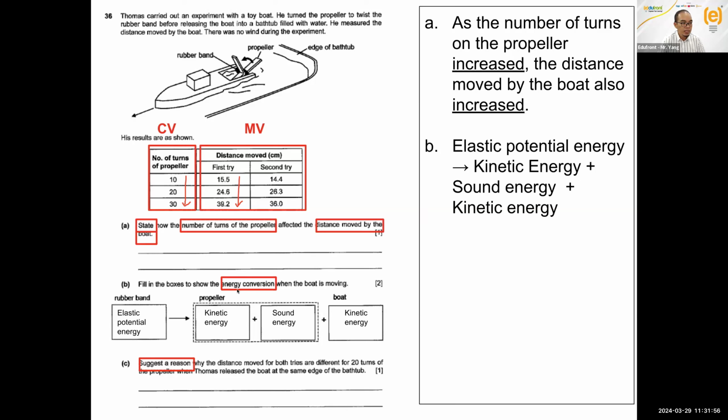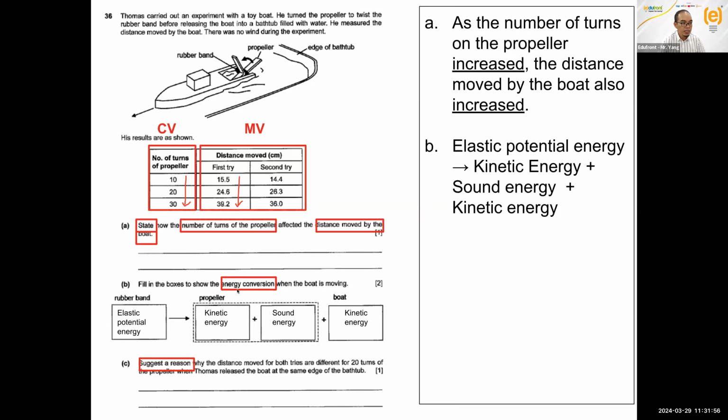Sometimes it's not easy to answer part C, but the clue is always in the earlier part. So you can see in the second try, the boat moves a further distance, right? Further distance means what? The boat has more kinetic energy. So why does the boat have more kinetic energy? It could be that the propeller moves faster. Because when the propeller moves faster, the boat will also move faster. Now, what can cause the propeller to move faster? Because there is more elastic potential energy.